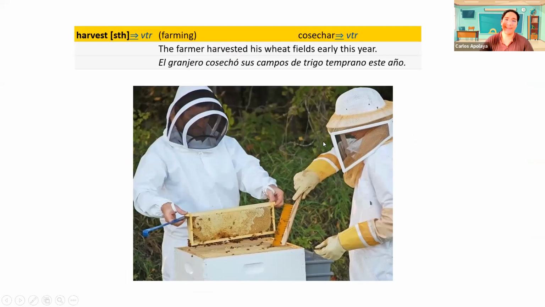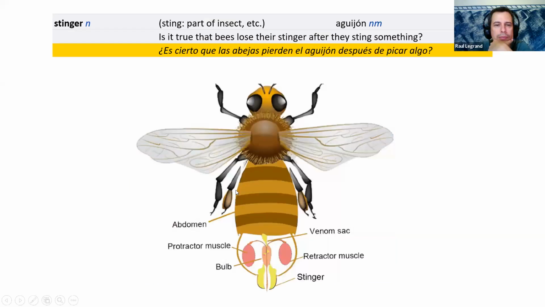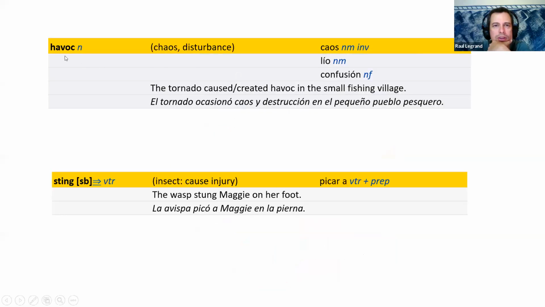Okay, we have the word harvest. When you harvest something, cosecha. ¿Qué es cosechar? Cultivar. Pero cuando utilizamos harvest honey, es que voy a recolectar la miel. El syrup. Syrup, yes. Stinger. Look at the bee. We have the stinger. This is the stinger. Okay. Havoc. The havoc, you know, chaos, líos, confusión. Then we have a sting. When you sting somebody, picar algo a alguien. Okay.